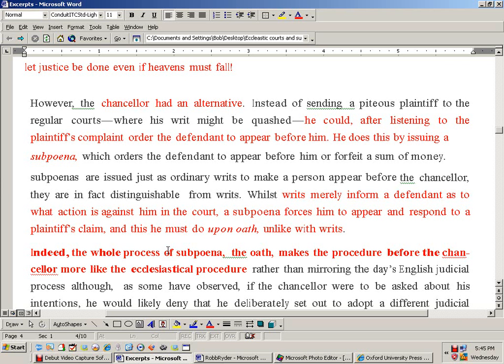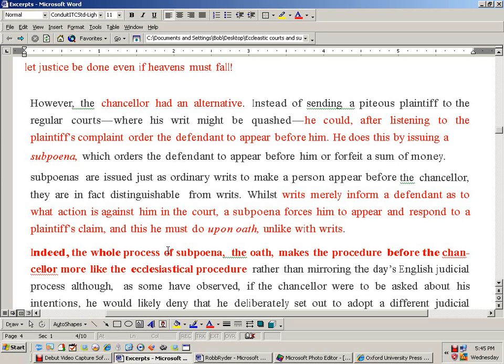However, the chancellor had an alternative. Instead of sending a piteous plaintiff to the regular courts where his writ might be quashed, he could, after listening to the plaintiff's complaint, order the defendant to appear before him. He does this by issuing a subpoena, not a summons, a subpoena, which orders the defendant to appear before him or forfeit a sum of money.